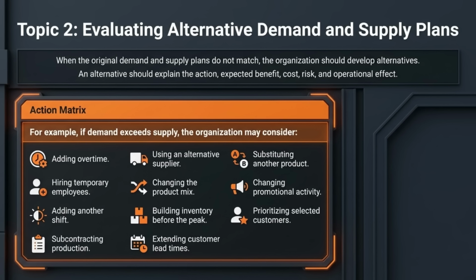For example, if demand exceeds supply, the organization may consider adding overtime, hiring temporary employees, adding another shift, subcontracting production, using an alternative supplier, changing the product mix, building inventory before the peak, extending customer lead times, substituting another product, changing promotional activity, prioritizing selected customers.